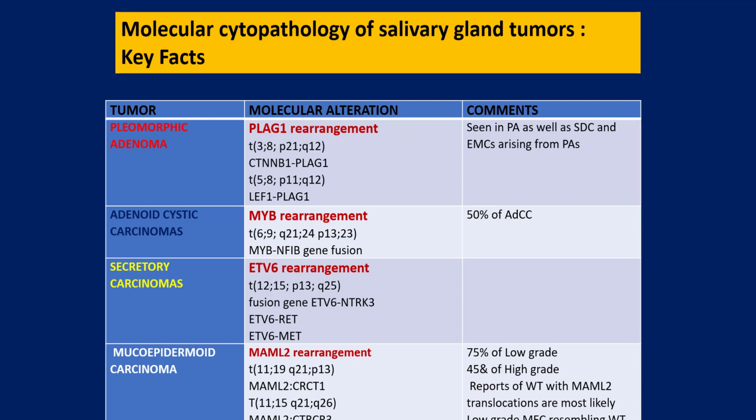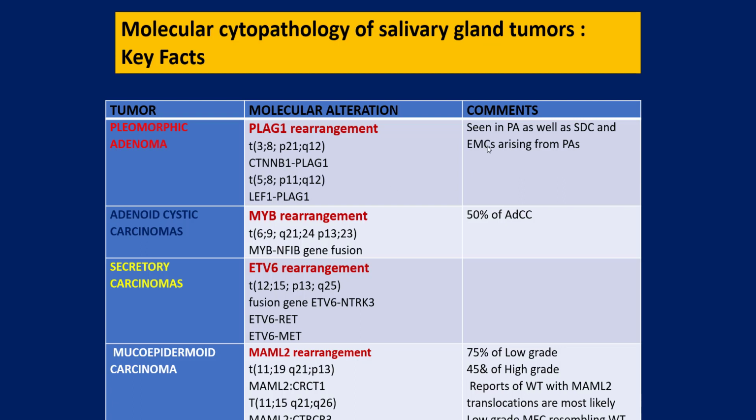So, one slide just on the molecular cytopathology of salivary gland tumors. Yes, we can use FNA material for molecular cytopathological studies, and these are some key facts to remember. Now, in pleomorphic adenomas, there is a PLAG1 gene rearrangement, which could be associated with CTNNB1 or LEF1, right? These are the facts here.